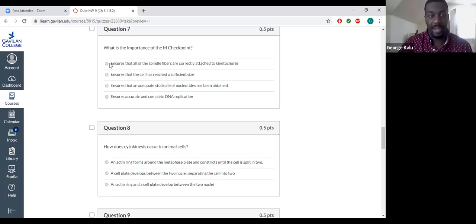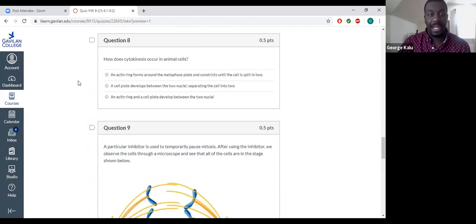Yes, this is correct. Everyone's got this one right. It ensures that all the spindle fibers are correctly attached to the kinetochores. On Thursday, we're going to see what happens if those kinetochores are not attached to spindle fibers properly. So stay tuned for that. That's going to be really interesting on Thursday. Perfect.